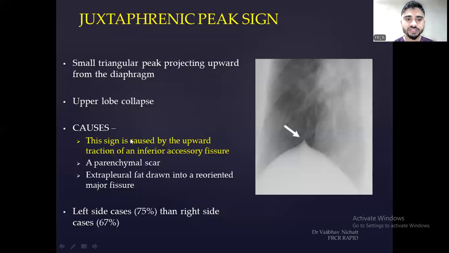The cause of this sign is upward traction of the inferior accessory fissure. There is an inferior accessory fissure in the right lower lobe, and because of the atelectasis of the right upper lobe, you can see overinflation, and because of the overinflation there is traction of the inferior accessory fissure. That is the reason you are getting this sign. What are the other causes of the juxtaphrenic peak sign? It could be due to a parenchymal scar, or due to extrapleural fat drawn into a reoriented major fissure. It is predominantly seen on the left side, in 75% of cases, and can also be seen on the right side, in 67% of cases.